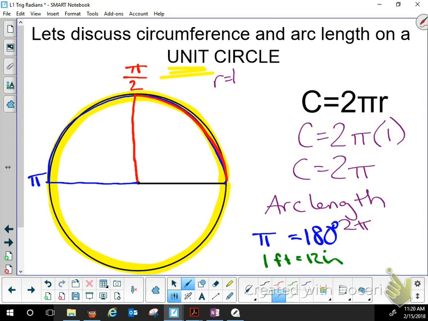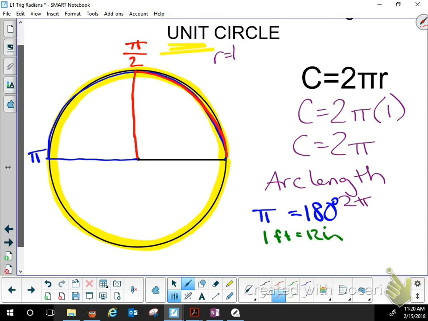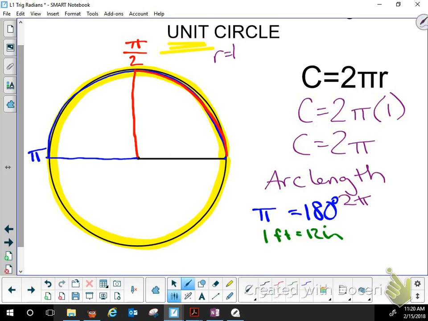So it's half of pi, which in trig we say is pi over 2. What about if I wanted to go 3/4 of the circle? So I'm going down here. How do you think I'm going to name it? How many pi's did I go? It's 3 pi over 2.